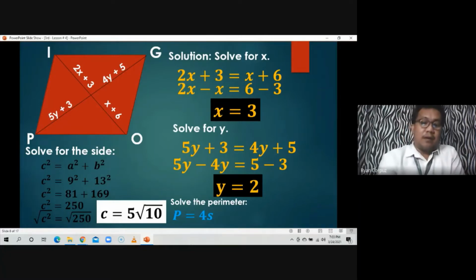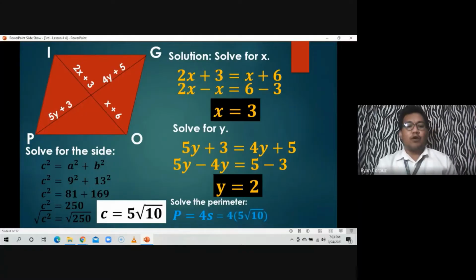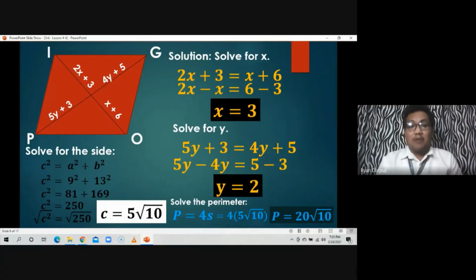So that would be the same as 4S. Simply substitute the measure of the side, which is 5 square root of 10. We come up with 4 times 5 square root of 10. 4 times 5 will come up with perimeter, which is equal to 20 square root of 10 units. Yun yung measure of the perimeter. Bago mo ma-solve yung perimeter na hinahanap, kailangan mo nang gamitin yung Pythagorean Theorem with the help of the value of x and y na nauna natin ginawa. Ayan yung gamit ng Pythagorean Theorem in our lesson about quadrilateral.